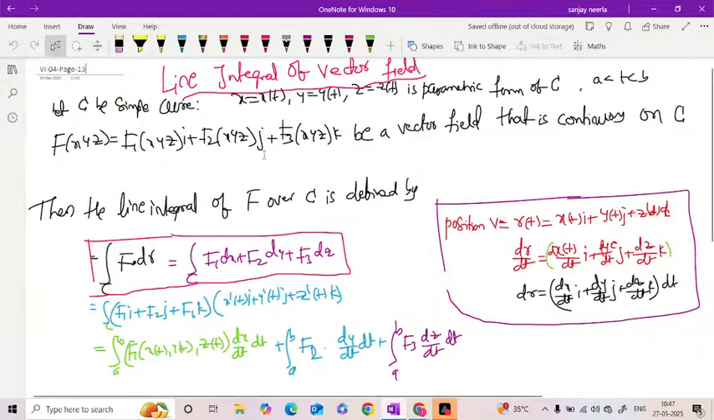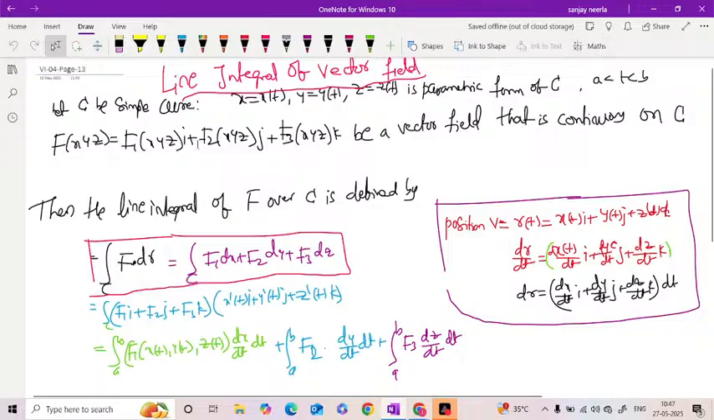Next one, line integral of the vector field. Same as the previous one. The previous one is the line integral with respect to the arc length. Now here, line integral of the vector field. That means here C is a simple curve and the curve is in parametric form. That means x, y, z are functions of t and t values are between a to b.